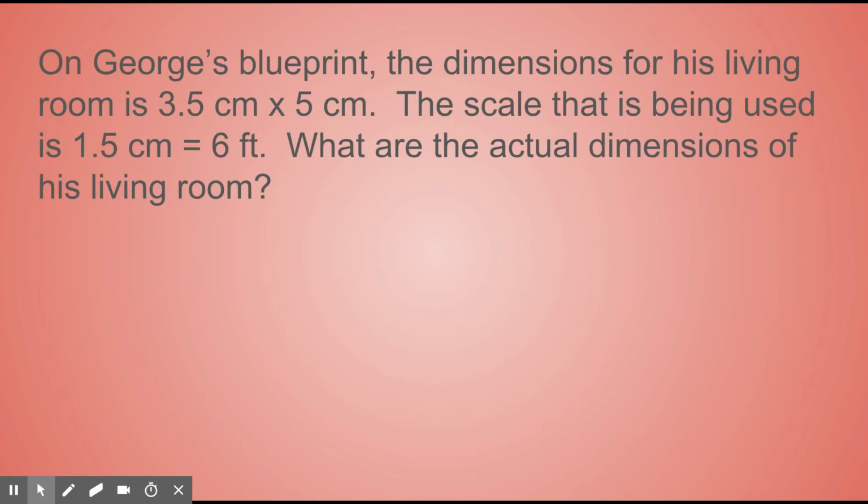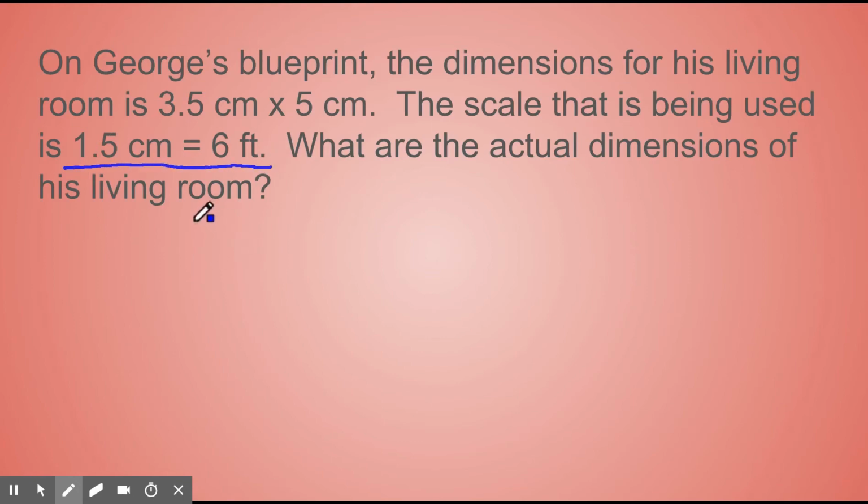So in this case, they're giving you the dimensions on the blueprint, and you have to find the actual dimensions of the room. And so on George's blueprint, the dimensions for his living room is 3.5 centimeters by 5 centimeters. The scale that's being used is 1.5 centimeters is equal to 6 feet. So what are the actual dimensions of his living room? So here's our key piece of information. Okay, this is the scale that they use.